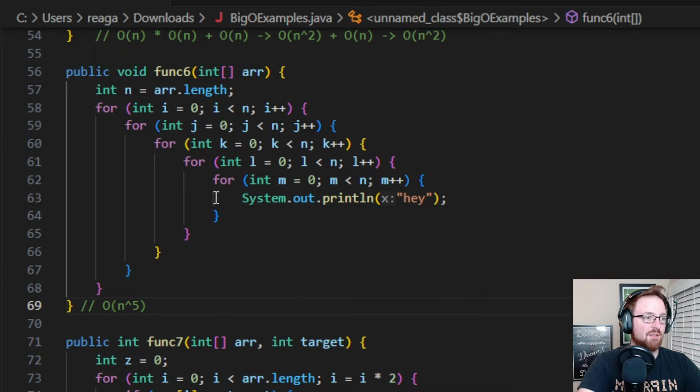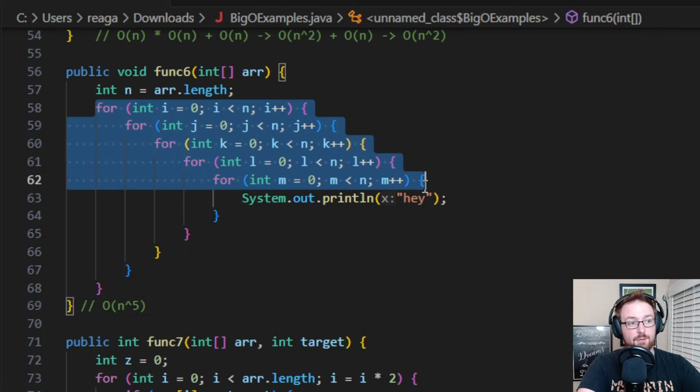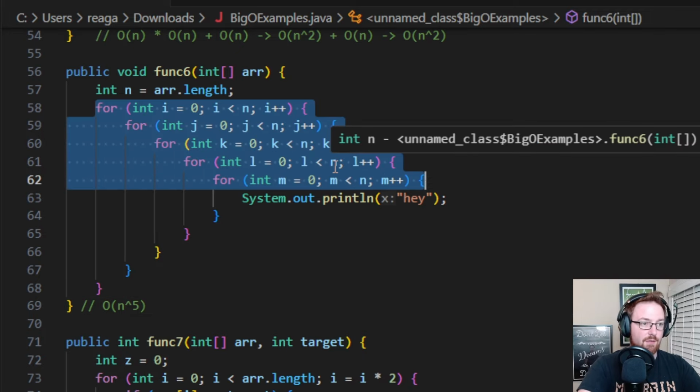But yeah, so this is big O of n to the 5th. And generally speaking, as long as the for loops are actually looping through the whole array or whatever list it has, you really can just count the loops, and we've got 5 loops, so it's big O of n to the 5th.